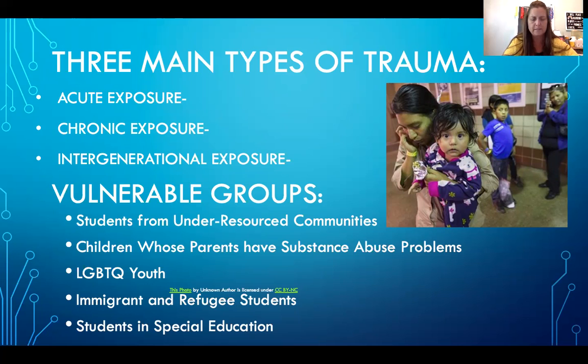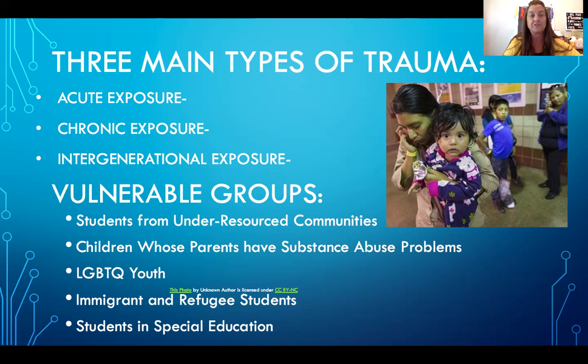All right, now, for our most vulnerable groups, the first is going to be students from under-resourced communities. This could be either urban or rural, and it could be communities that have seen a lot of gang violence, housing insecurity, even where the child welfare system may have been involved, or the juvenile justice system.